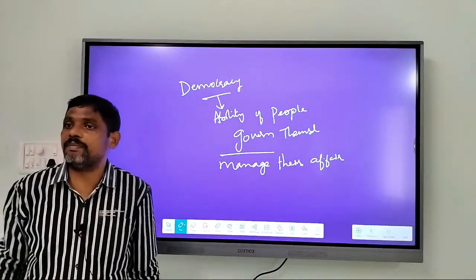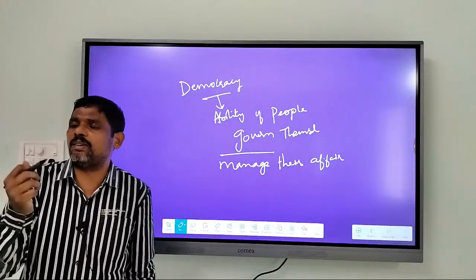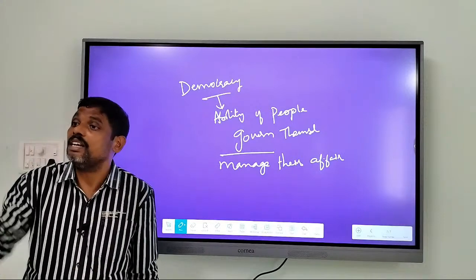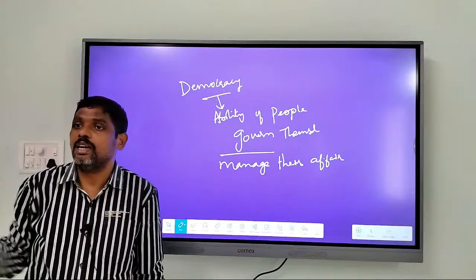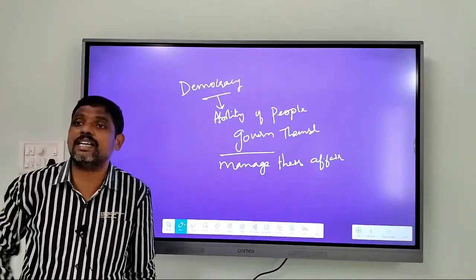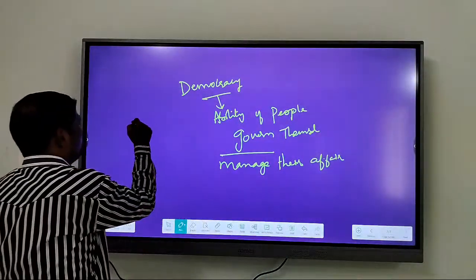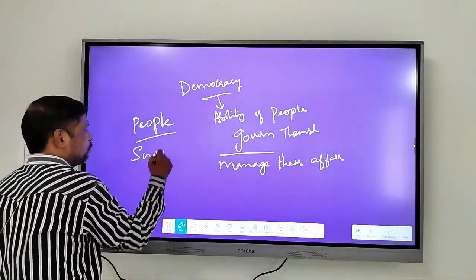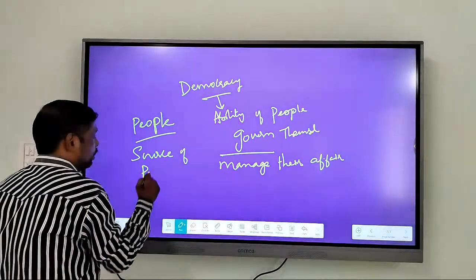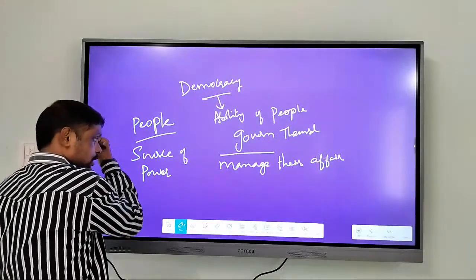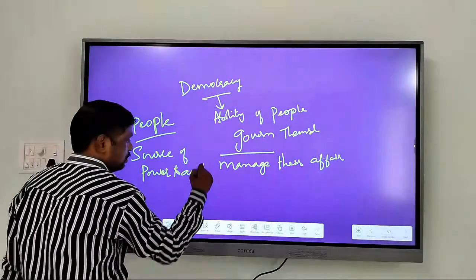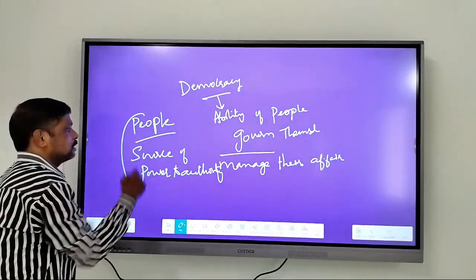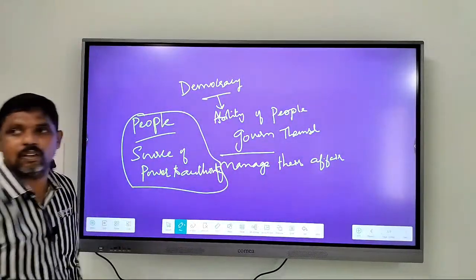In the previous class, when we talked about sovereignty, what is the meaning of sovereignty? We said that sovereignty denotes a nation where power and authority lie with the people. So people are the source of power and authority. Remember, it is the people. They are always the source of power and authority.